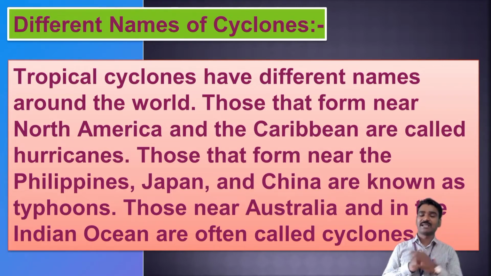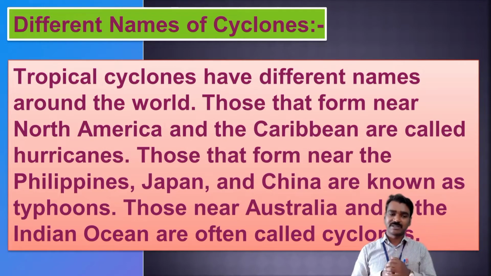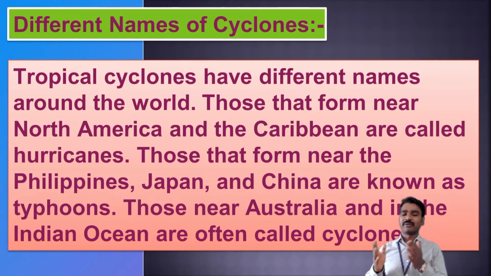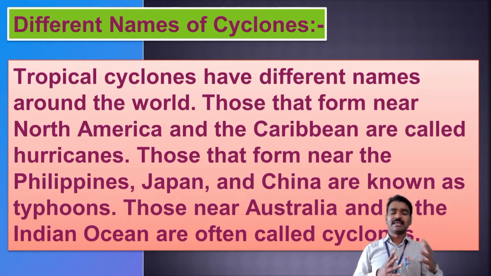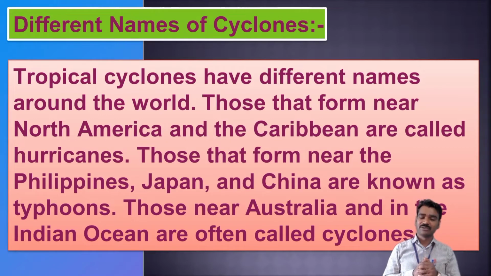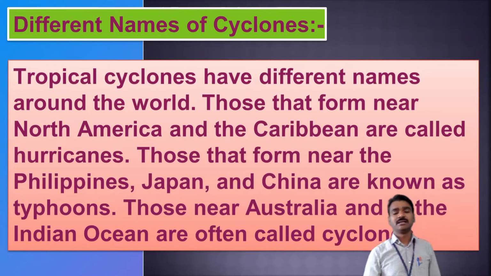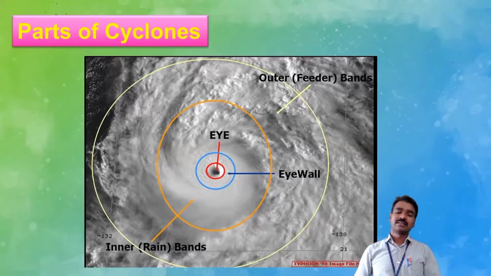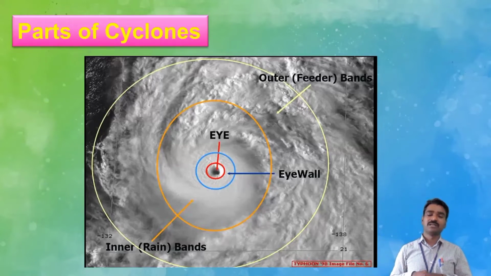So these tropical cyclones have three names. Near North America, they are called hurricanes. Near Japan, Philippines, and China, they are known as typhoons. And in the Indian subcontinent and Australia, they are called cyclones. Now we will see the three important parts of the cyclone.